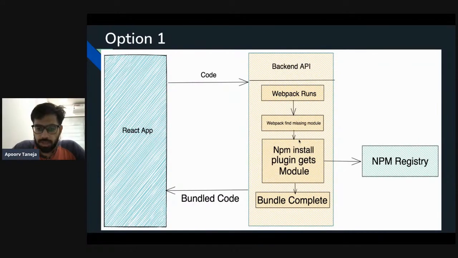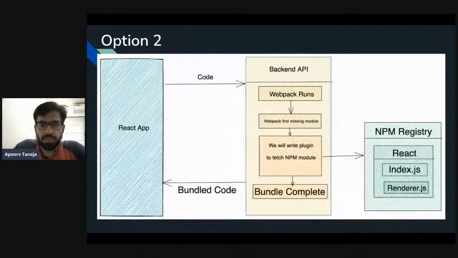So Webpack has a plugin which installs all the npm modules which it didn't find, and it fetches all the npm modules from an npm registry, stores all the packages which it downloaded into a hard disk, and bundles the code and sends back the bundled code. This is the first approach which can be used to bundle the code. We'll see advantages and disadvantages of each approach.